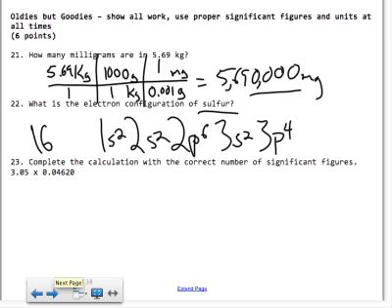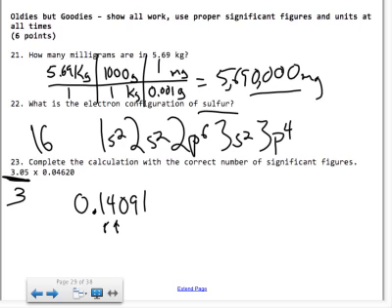And finally, multiply these two numbers together and then round to the correct number of significant figures. So if you do this math out, 3.05 times 0.04620, the full answer is 0.14091. But look at the equation. This number has 3 significant figures, so our answer cannot have more than 3. Our current answer has 5, so we need to round off. So we go 1, 2, 3. I'm going to round it there. And the next digit is a 9, so I'm going to round it up to 0.141.